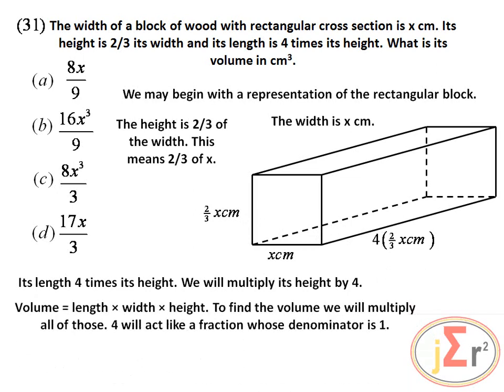Volume is equal to length multiplied by width multiplied by height. To find the volume, we will multiply all of those. 4 will act like a fraction whose denominator is 1. So we will make use of fractions, and we will attempt to write the numbers that we have there as fractions. And any number may be written as a fraction with a denominator of 1.